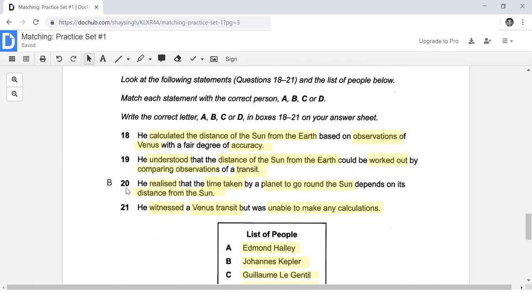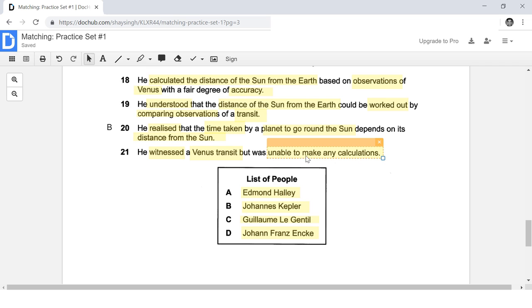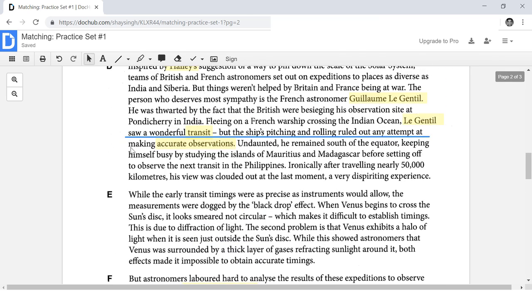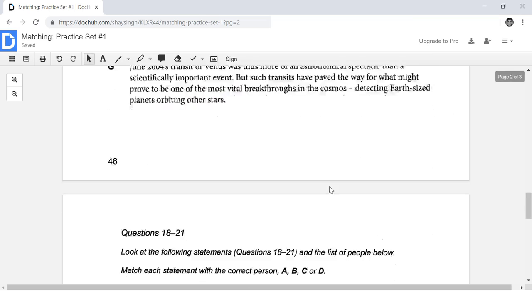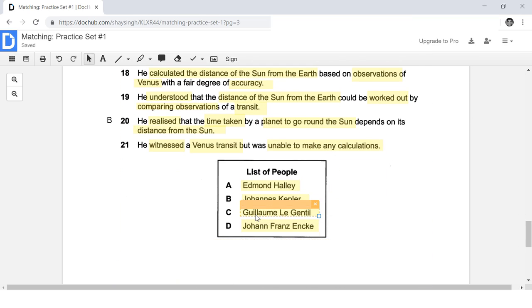So, let's see, we already answered number 20. Here it says he witnessed a Venus transit but was unable to make any calculations. That is synonym language. Unable to make any calculations is synonym language for unable to make accurate observations. So the correct question that matches up with answer choice C is going to be number 21.